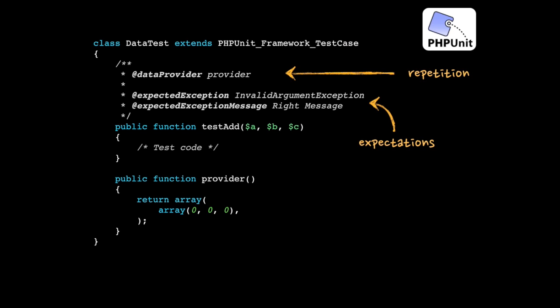PHPUnit does use annotations for the data providers, which I'm sure hopefully all of you who are writing tests have gotten in touch with. If you're not writing tests, go talk to Grumpy Programmer, ask him what he thinks about that. But PHPUnit uses it for the data providers and for expected exceptions and a few other examples, right?